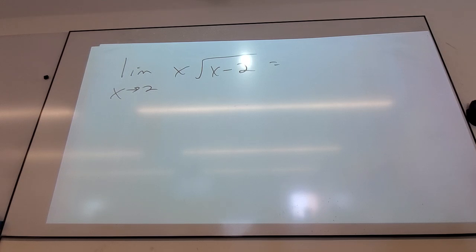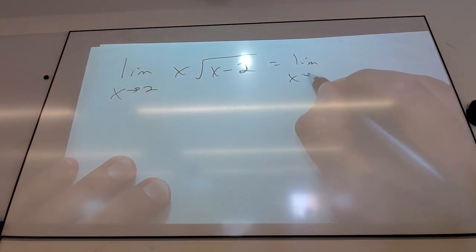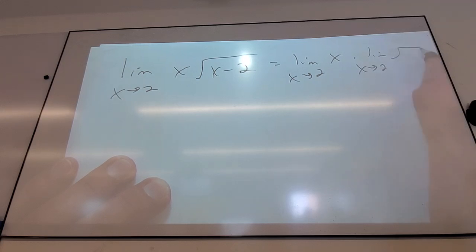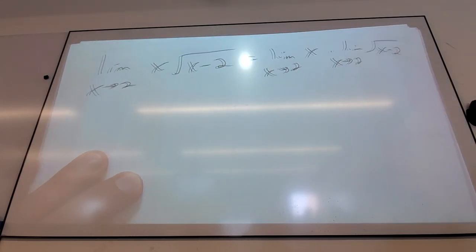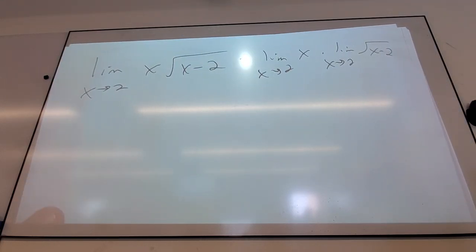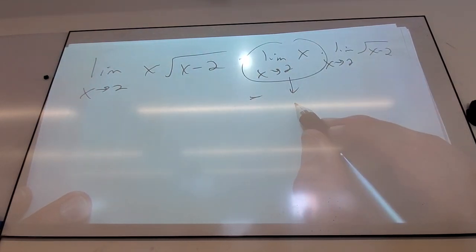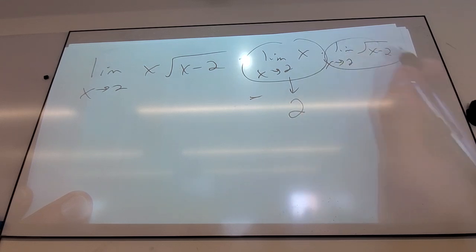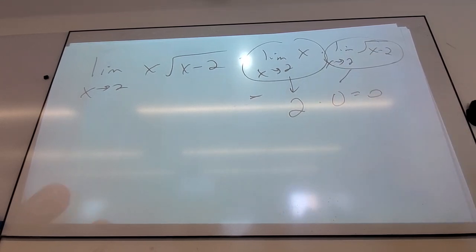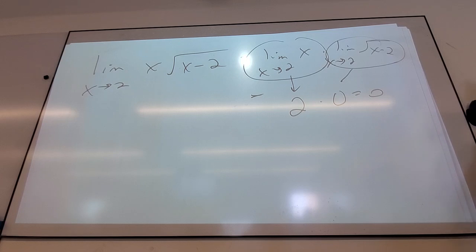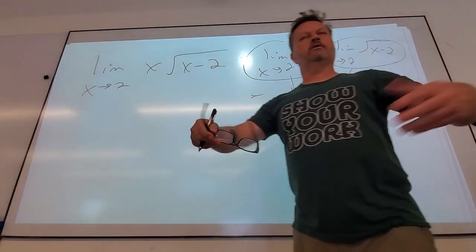Yeah, so you did the limit as x goes to 2 of x times the limit as x goes to 2 of square root of x minus 2, yes? Did you write that down? Did you think about it this way? No, but you did this. What's this? And what's this? 0. There you go. So we use these limit laws implicitly. It just makes sense.